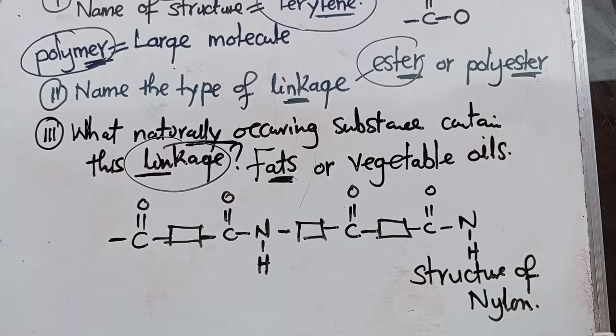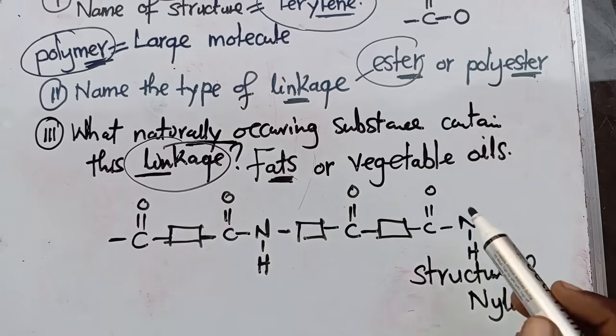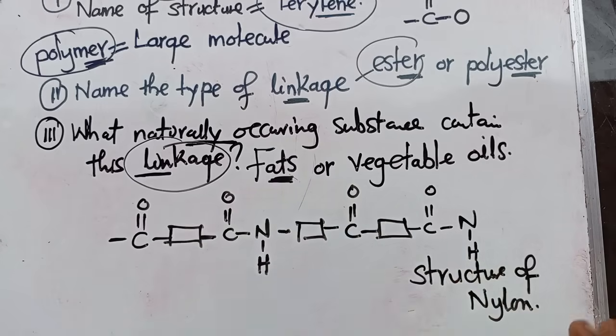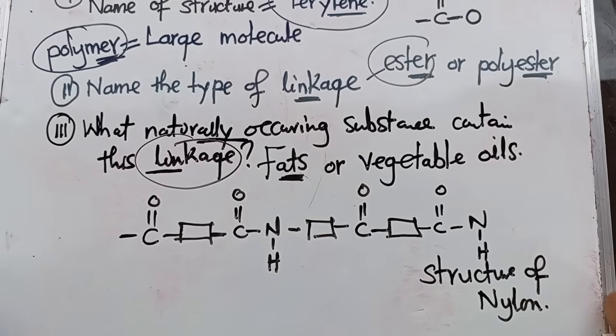So you may find another question to say, another synthetic polymer is nylon. So this is also a synthetic polymer. Nylon and terylene are synthetic polymers. They will tell you, draw the structure of nylon. This is a structure. If they tell you to draw the structure of nylon, this is the particular structure of nylon. The structure of nylon is just like this.